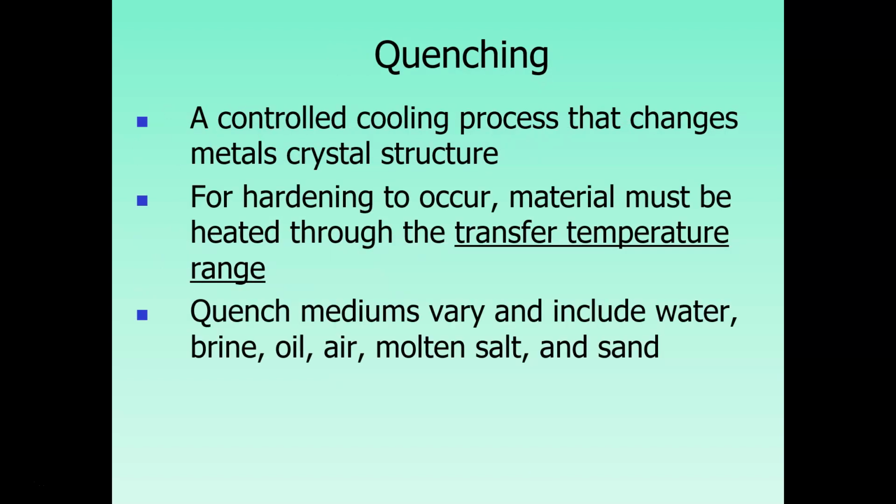Quenching. Quenching is a controlled cooling process that changes a metal's crystal structure. For hardening to occur, material must be heated through the transfer temperature range. Quench mediums vary, and they include water, brine, oil, air, molten salt, and sand. Each medium is unique in how it changes the crystal structure of the metal.